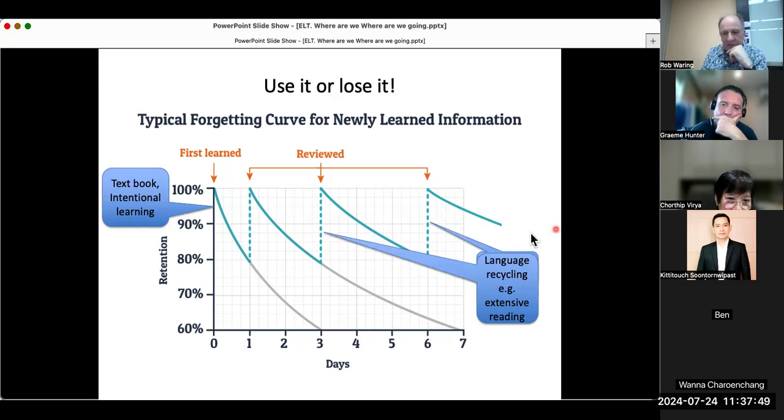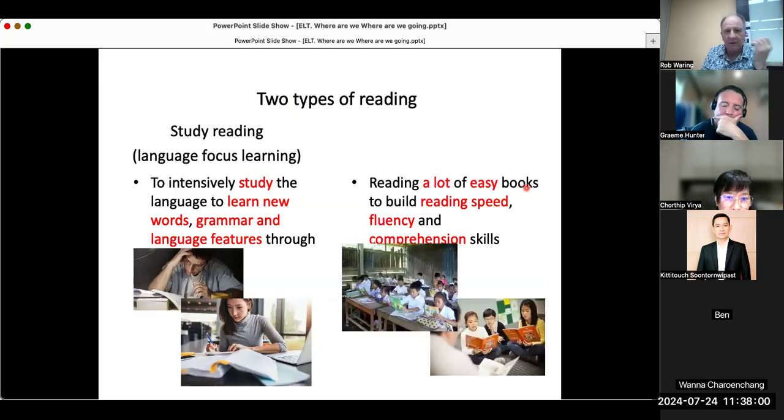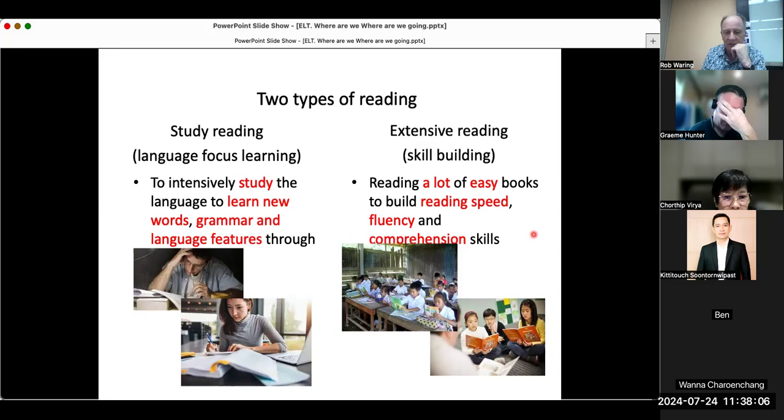So there's a difference between study reading and language reading. The first type of reading is where we intensively study and learn the words and grammar. Extensive reading is about reading lots of easy material to build reading speed, fluency, and comprehension. So it's critically important students add this to their syllabus.